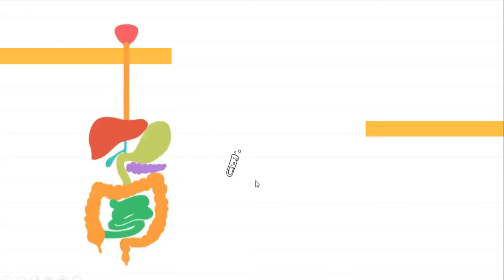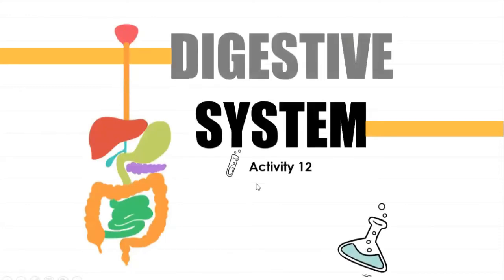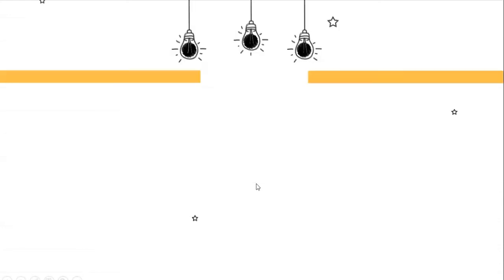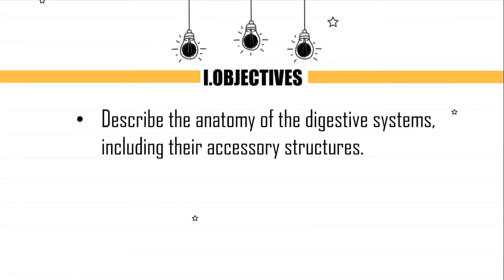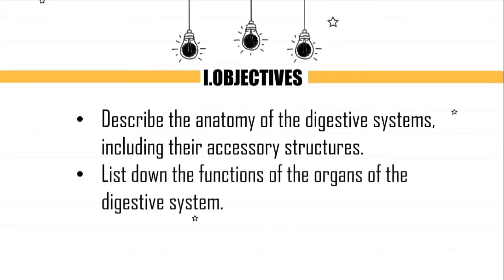Good day everyone. Our report is all about the digestive system, which can be found in Activity 12. First are the objectives: to describe the anatomy of the digestive system, including its accessory structures, and to list down the functions of the organs of the digestive system.